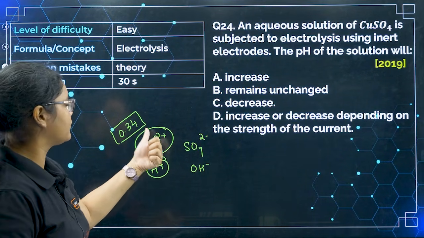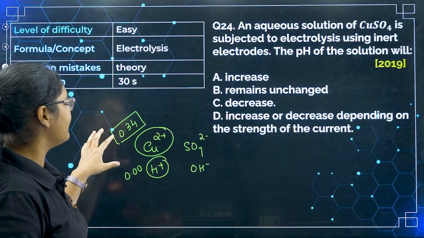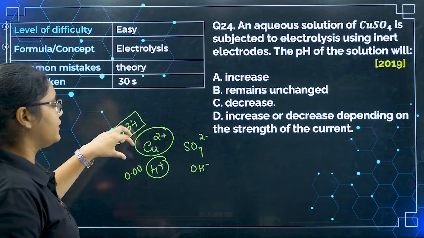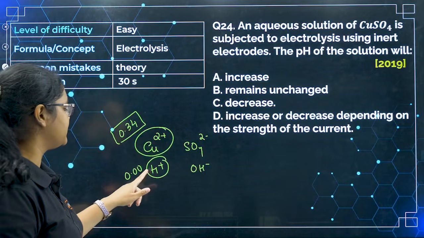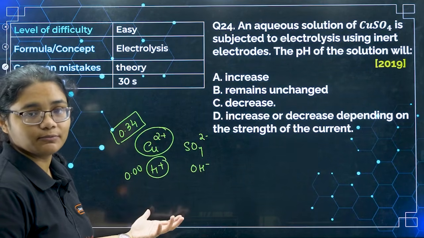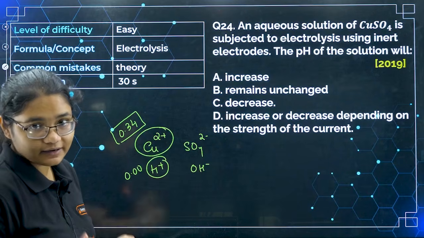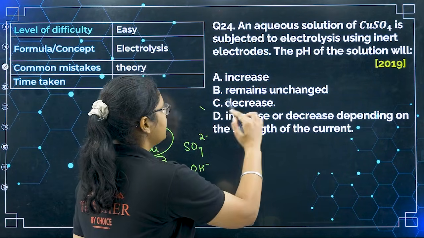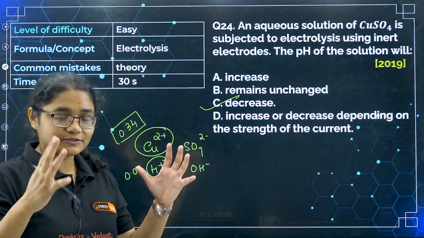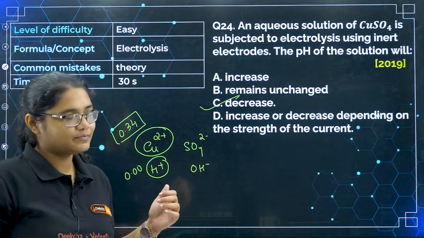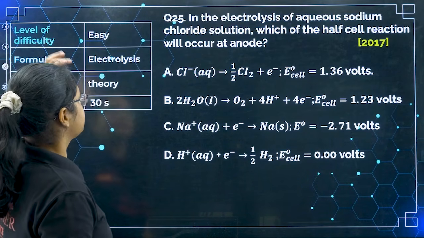Because its reduction potential is higher, copper reduces, so the H plus concentration in the solution will be more. If H plus concentration increases, then pH will decrease. So that is why pH will decrease. Okay, more is the H plus concentration, lesser is the pH value, right? Minus log of H plus. So that is why this will decrease.